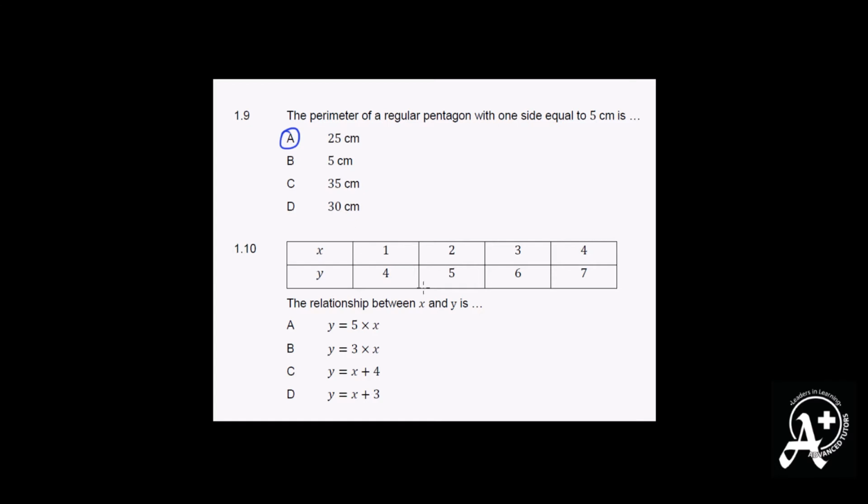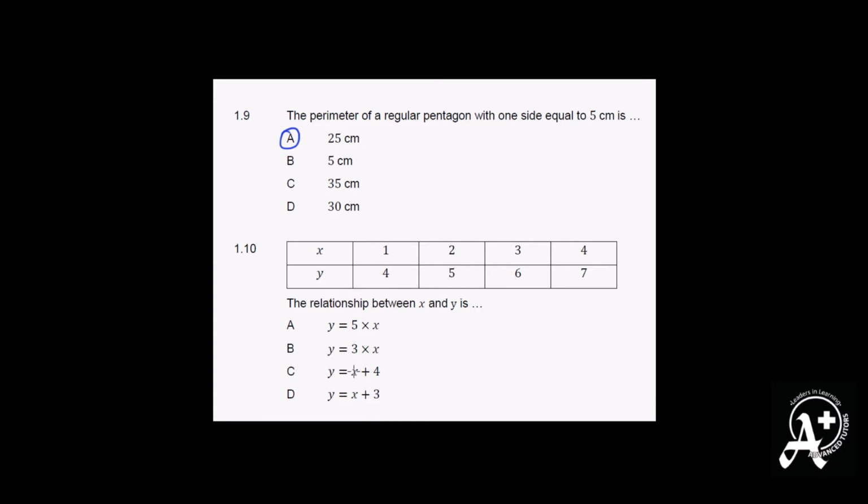In 1.10, they ask us the relationship between x and y is what? Right, so we can see that when x is equal to 1, y will be equal to 4. So we know immediately that A would not work, because 5 times 1 will give me 5, and we can see that's not the case here. If we look at B, 3 times x would also not work, because 3 times 1 will give me 3, which is not 4, so that one wouldn't work.